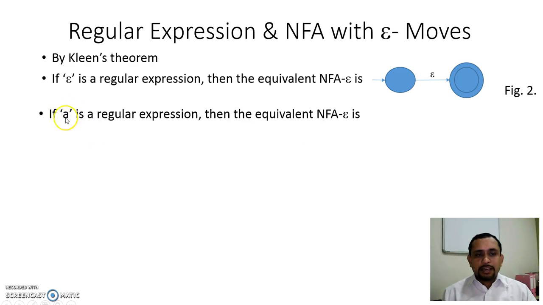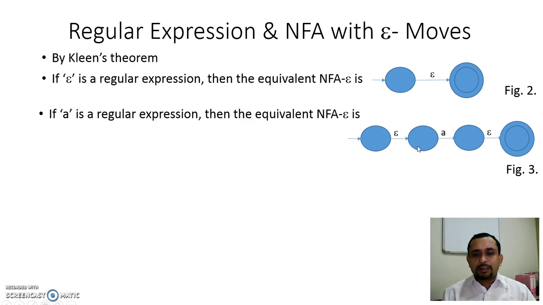If A is a regular expression, then its equivalent NFA with epsilon moves can be constructed like this. One can see here that A is connected from the initial state with the help of epsilon, and from this state, on the input of epsilon, the machine can move to the final state.